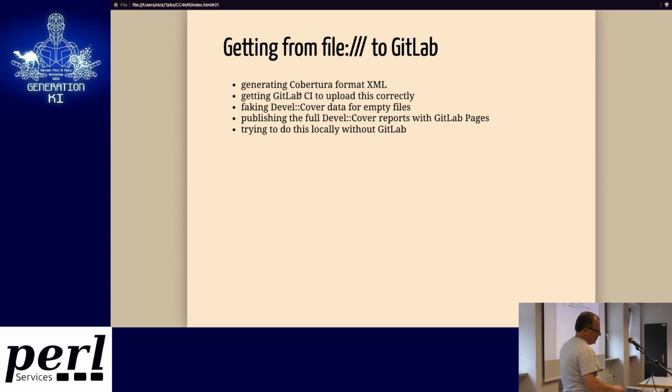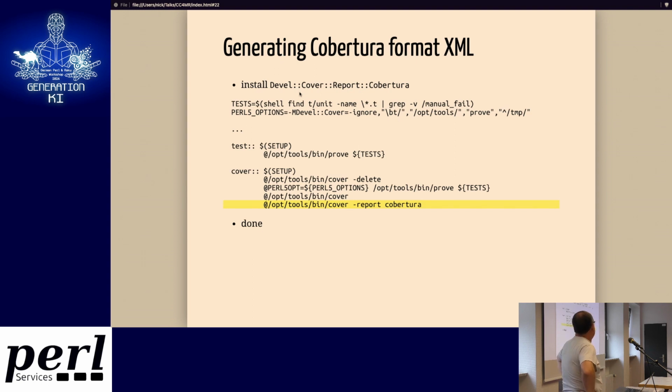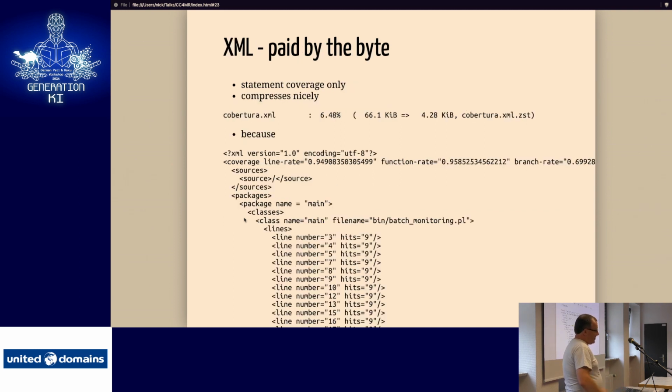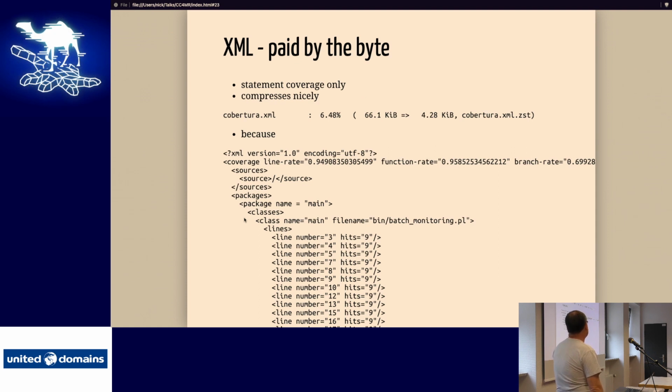So, the first of those, generating Cobertura XML really is this easy. You install the module, you add one line, oopsie, you are done. It works. And don't look at that XML file. It's statement coverage only. I mean, it compresses really nicely because look at that white space, verbosity, repetition. I'm sure we should write it in YAML or something. Yeah, it's XML. It's minimally good. It seems to be the standard. I've got that file locally now.